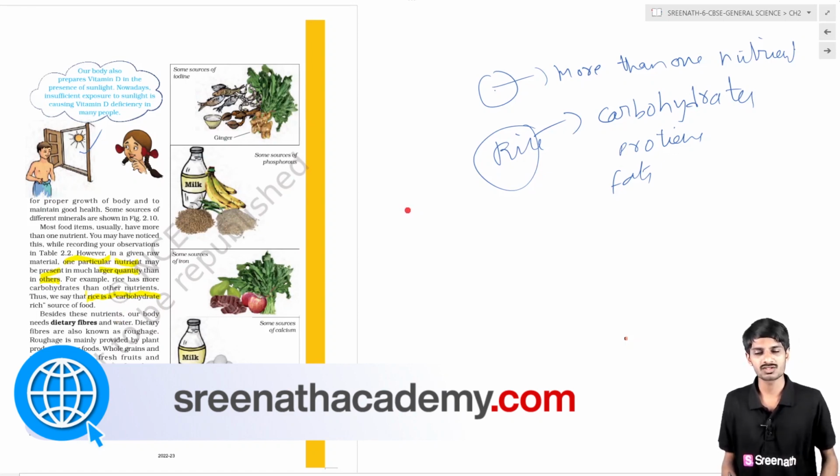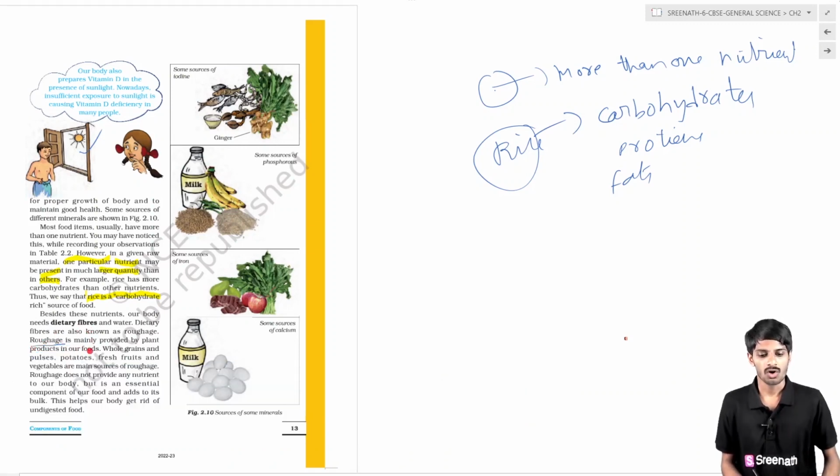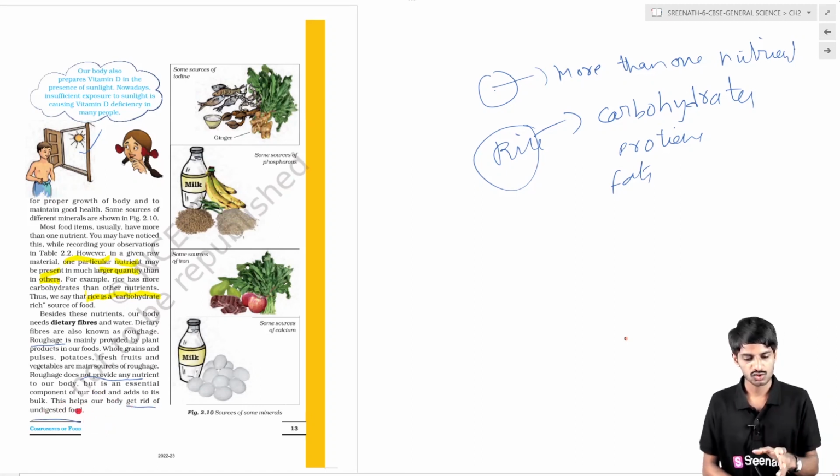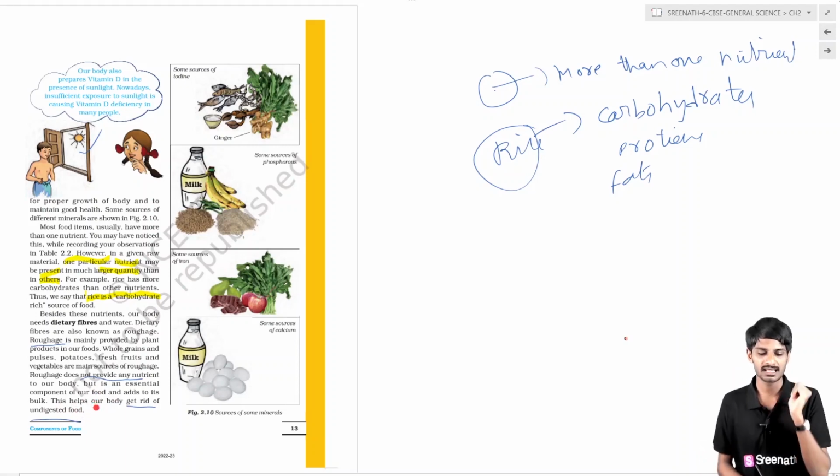In addition to all these nutrients, we also require dietary fibers and water. We also call dietary fibers roughages. They don't provide any nutrients, but they are helpful to our body. How are they helpful? They help in the process of digestion. This helps our body get rid of undigested food. So we need fibers also.